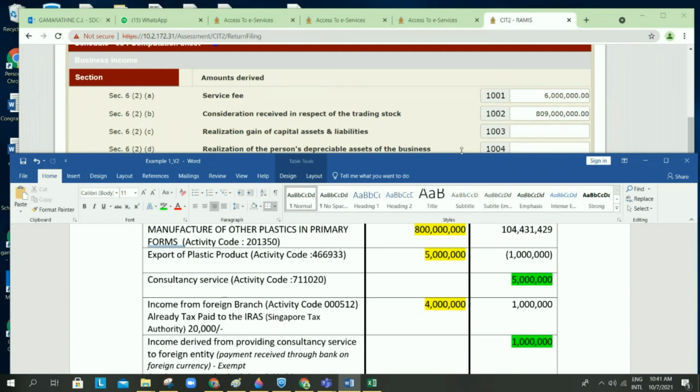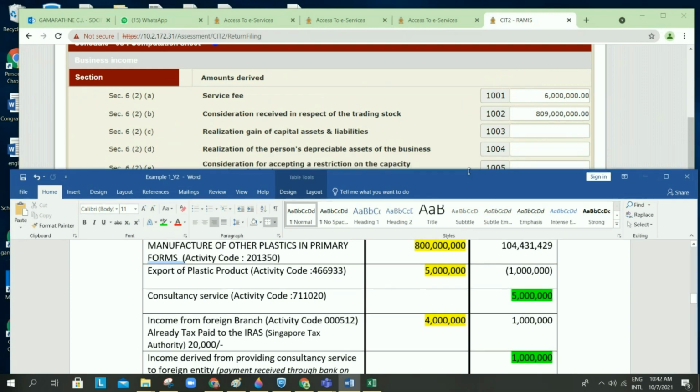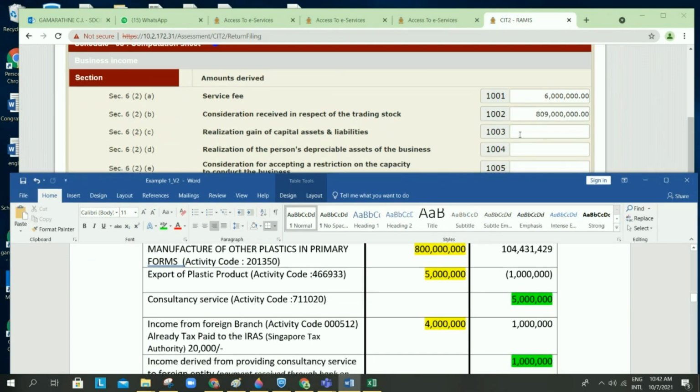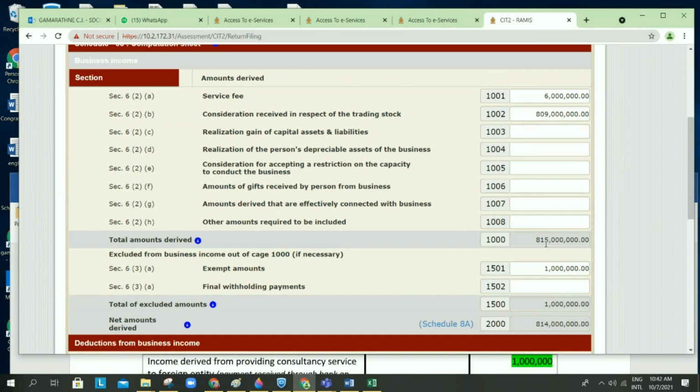5 million plus 1 million. 1 million is exempted, but for this preparation, firstly, we should identify this together. 6 million we should enter to the service fee, right? Then likewise, we identified income which related for here, in addition to that, right? By taking these two, we can identify the total amount derived, right?